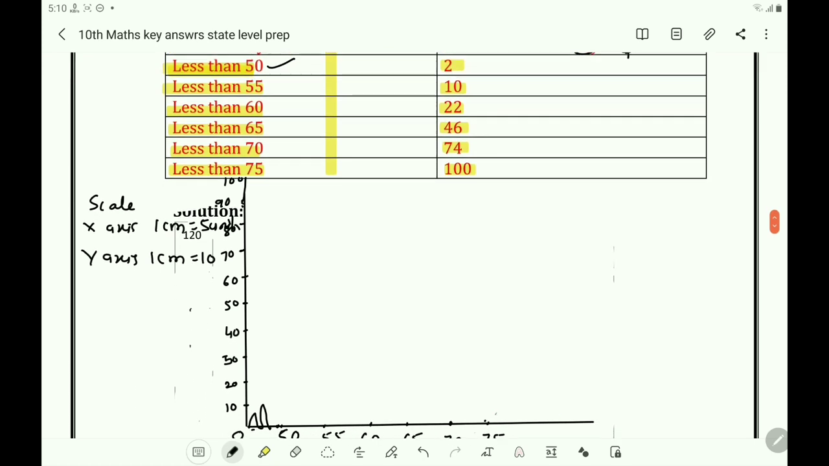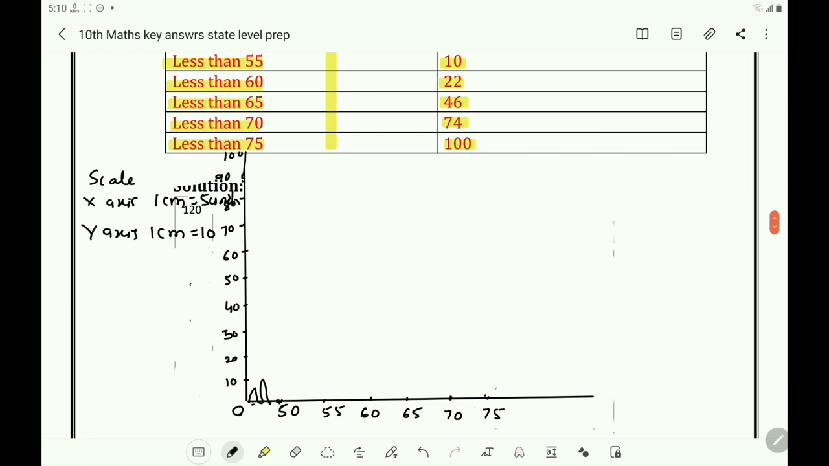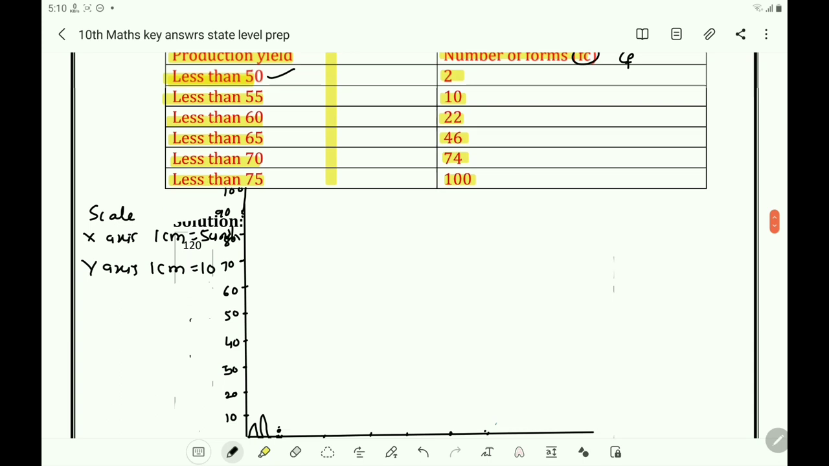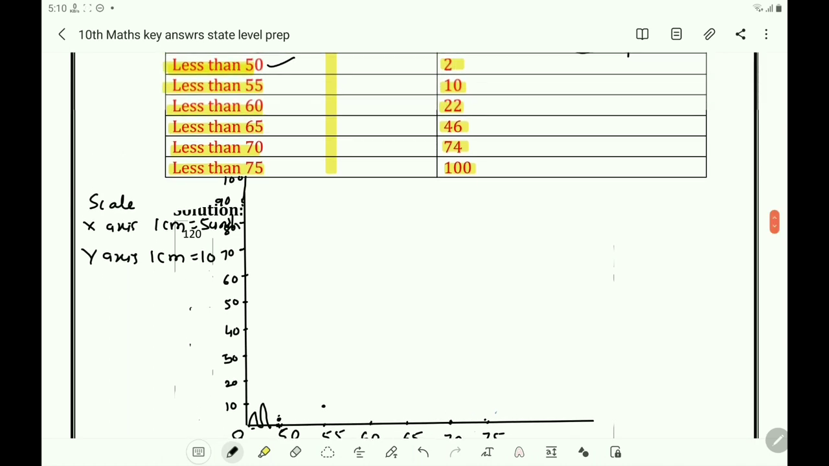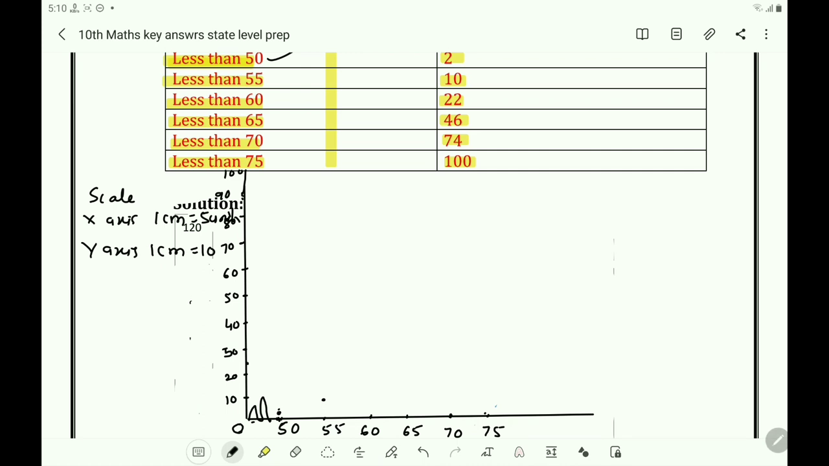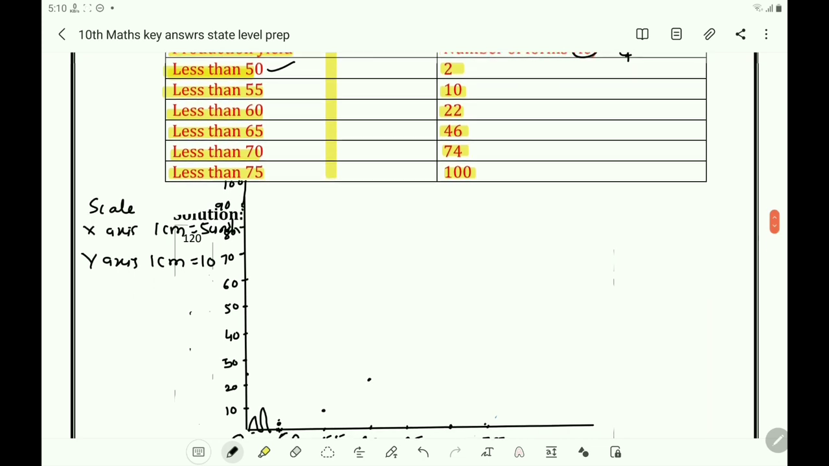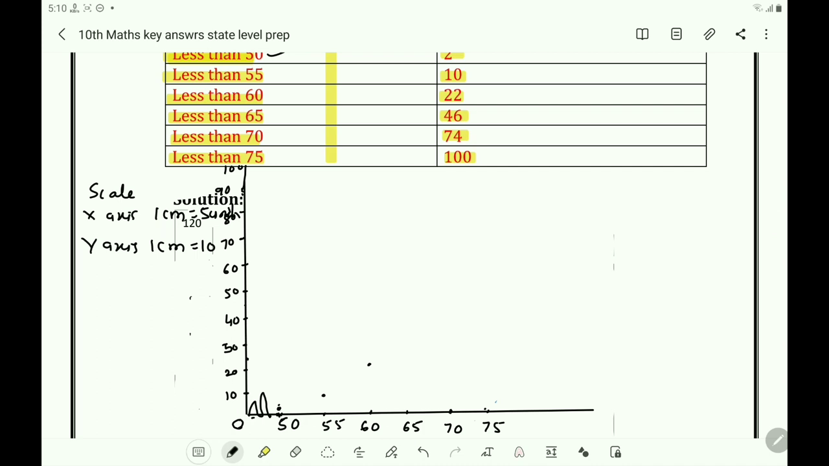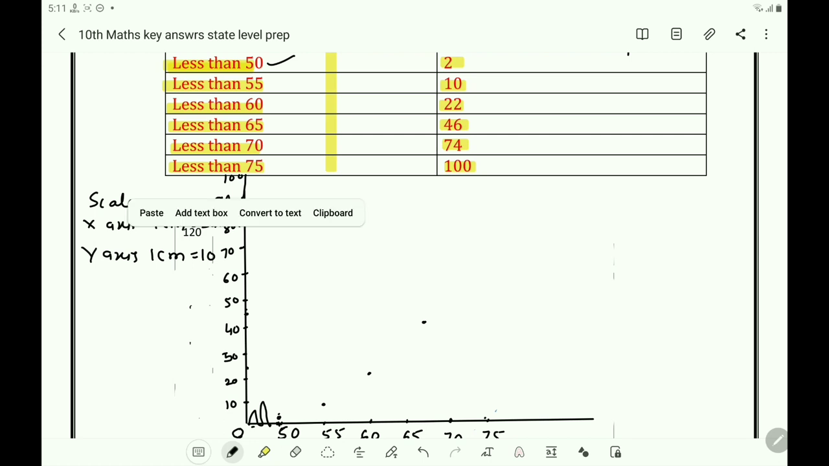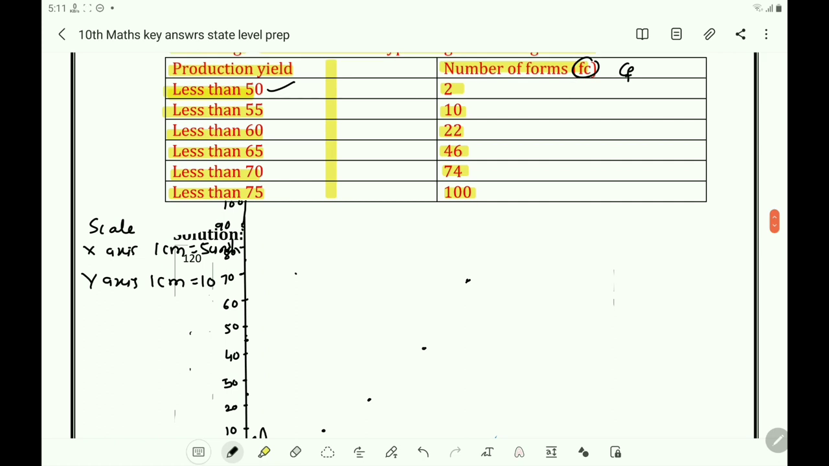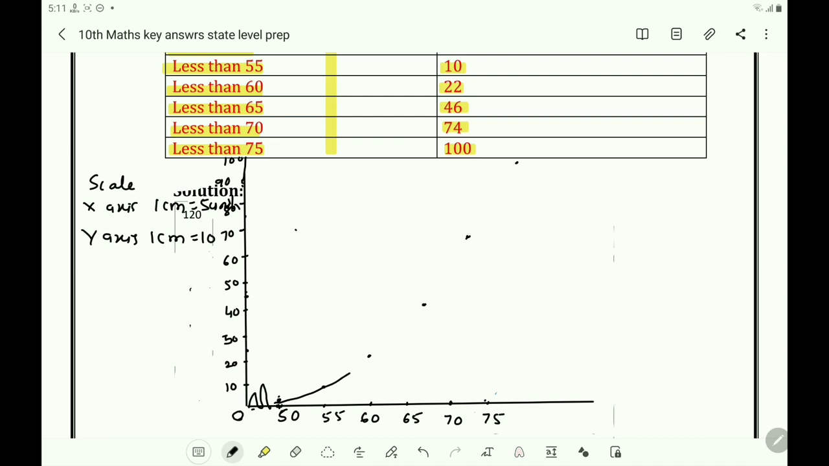You do it correctly. Your first one is 50, 2, so 2 means you take 2 divisions here. Then 55, 10, it comes here. Then 60, 22, means straight you go here. 65, 46 means more than 45, it comes approximately here. 70, 74, means it is less than 75, and 75, 100. So straight you take 100, then join them. Here you got the less than type ogive.